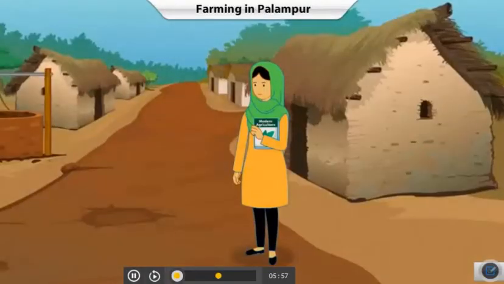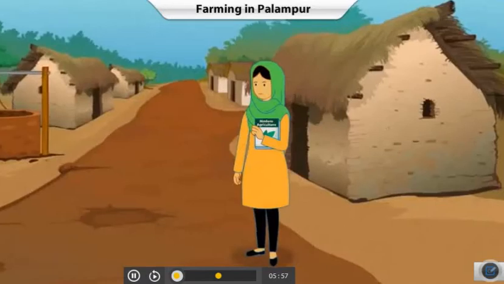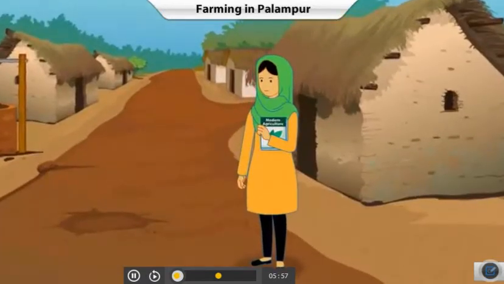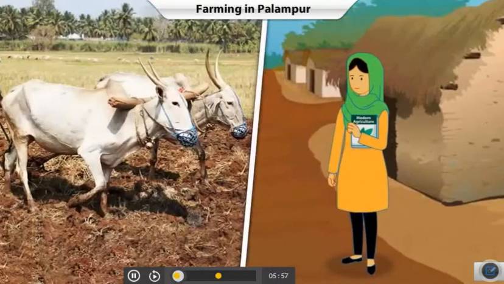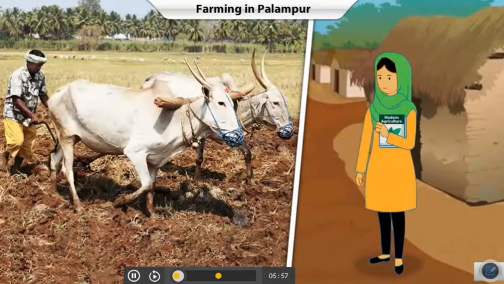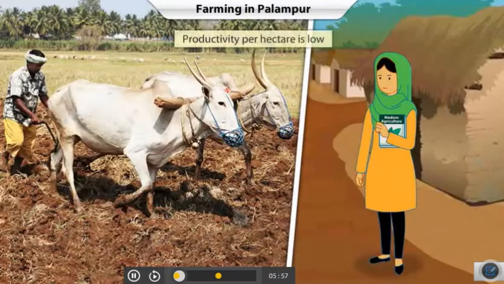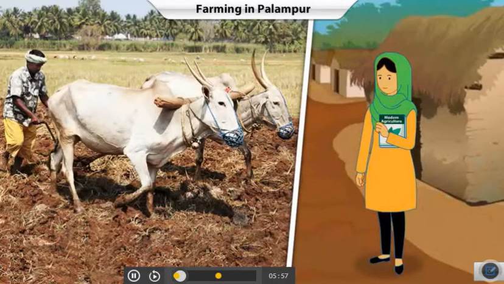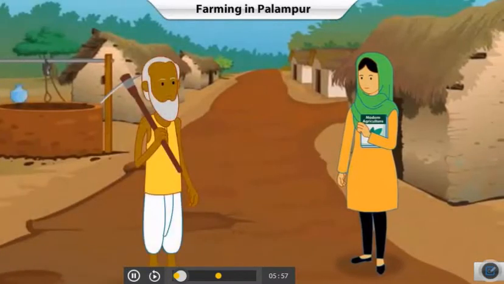Zoya, a student of agricultural science, has just returned to her native village, Palampur. Farming is the main production activity in the village, but Zoya is surprised to find that the productivity per hectare is low in her village. She decides to meet the most experienced farmer of her village, whom all call Chacha, to discuss her concern.